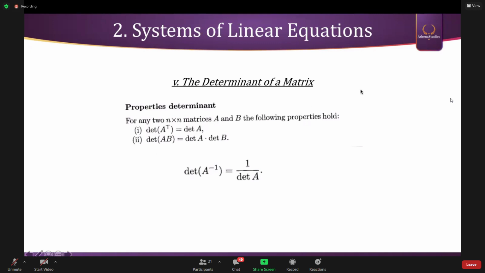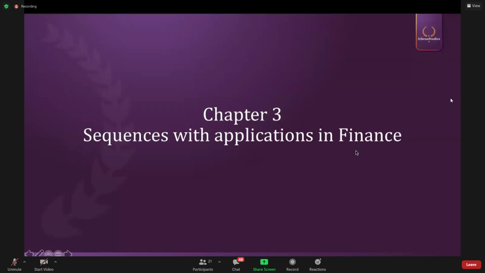For any square matrix, we know the determinant of the transpose of the matrix will be equal to the determinant of the matrix. The determinant of a matrix A multiplied by a matrix B will be equal to the multiplication of the independent determinants. And we know that the determinant of the inverse of a matrix will be equal to 1 over the determinant of that specific matrix. These are some properties. This is theory. So we have to know and remember this pretty well.